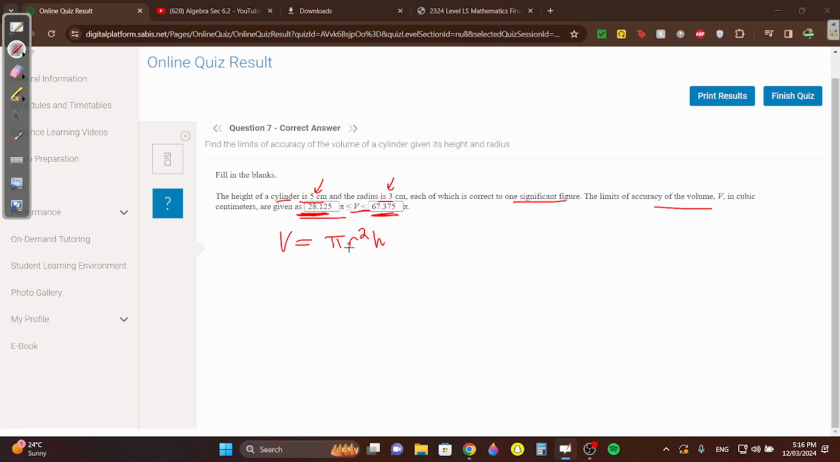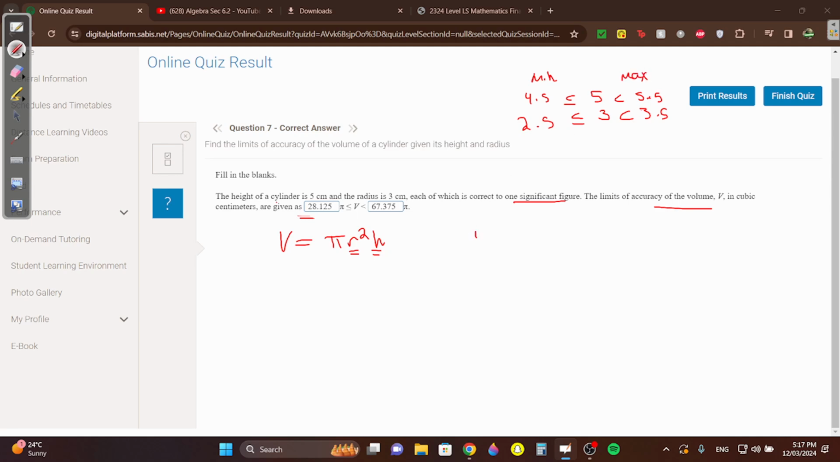For the minimum volume, we're going to use the minimum radius and minimum height. For the maximum volume, we use the maximum radius and the maximum height. We have 5 and 3, right? This is the height, this is the radius. They're going to be less than and then greater than or equal to something. We agreed to put a 0.5 for the maximum. Now for the minimum, we take away 1 from the one behind it. 5 becomes 4.5. 3 becomes 2.5. These are my limits of accuracy. So this is the minimum here, and this is the maximum.